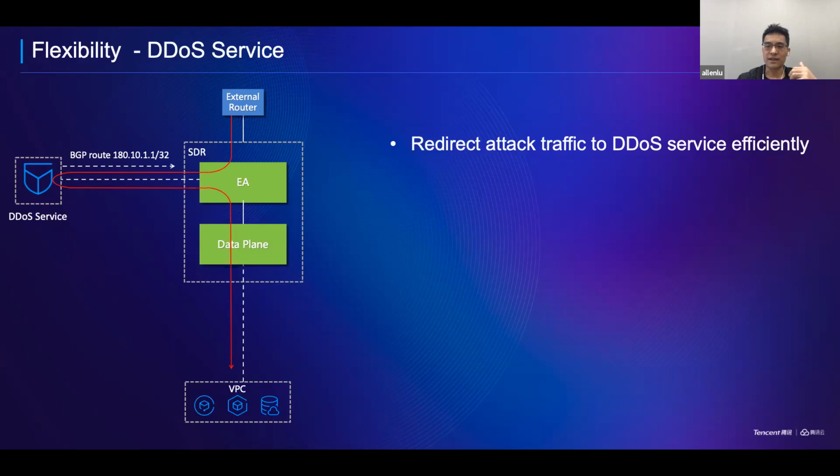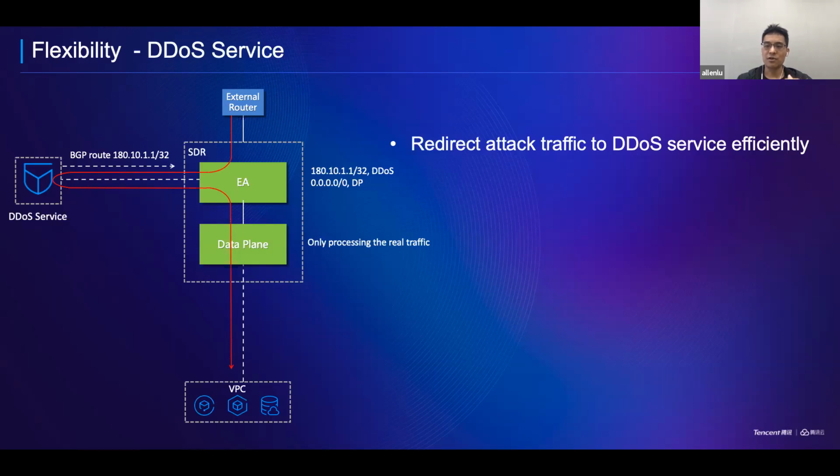This is, thanks again to the flexibility of server-based programming. With a minor modification of SDR, neighboring system, and some configurations on EA, EA is able to use the routing table to forward traffic. So specifically, attack traffic will be redirected to DDoS service at EA switch according to the rules advertised from DDoS service, and the normal traffic will be forwarded to data plane according to the default route pre-configured on EA.